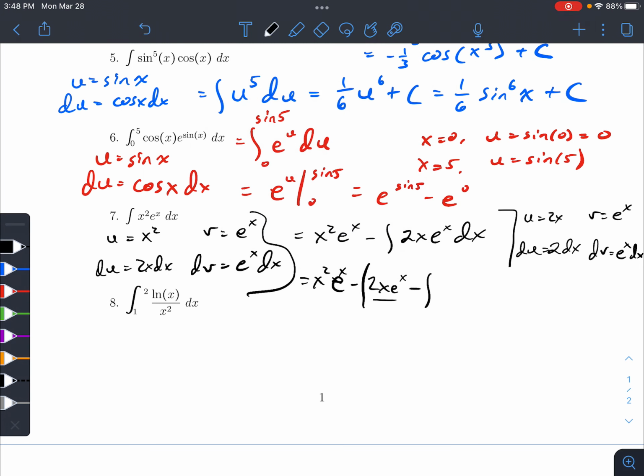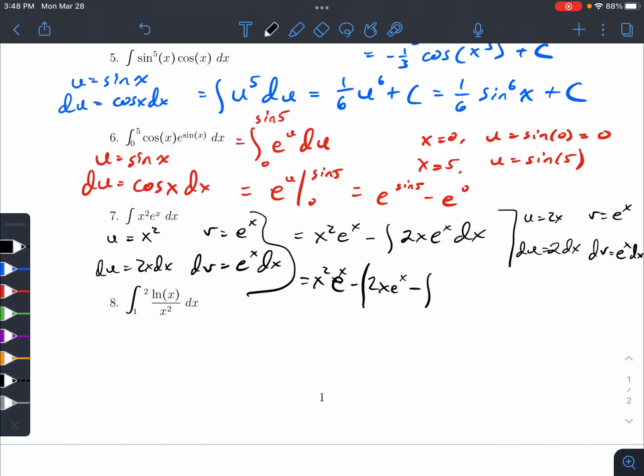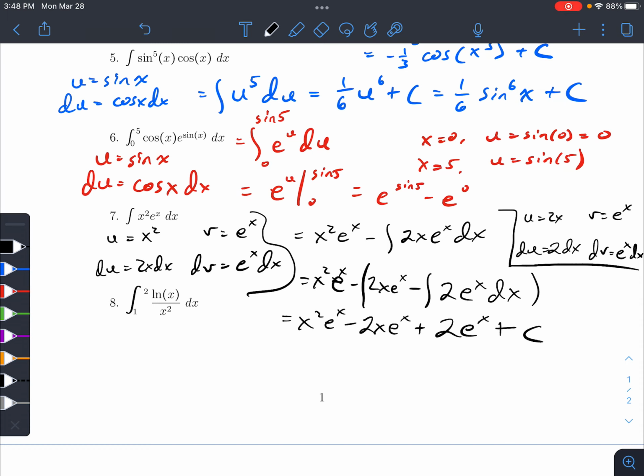All right, so this is my uv minus the integral of v du. V du, v is e to the x, du is 2, so I get 2 e to the x dx. All right, and all this is being subtracted. So this is x squared e to the x minus 2x e to the x, and then plus the integral of 2 e to the x, which is just 2 e to the x. And then this is an indefinite integral, so I just have a plus c at the end.